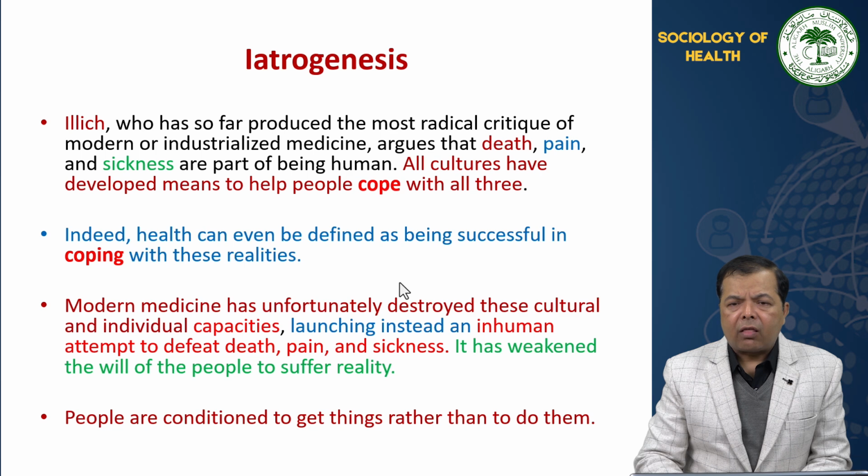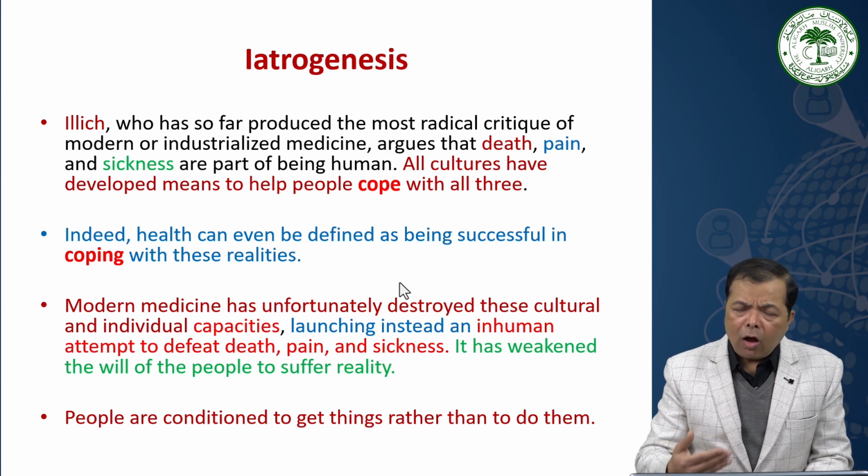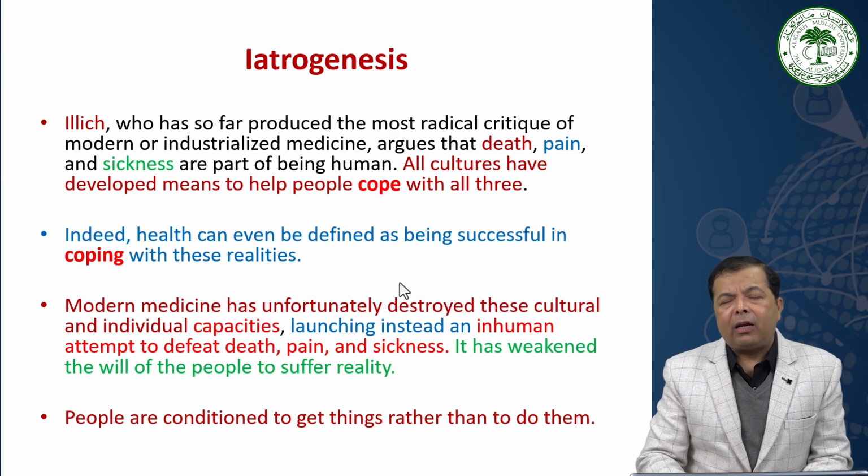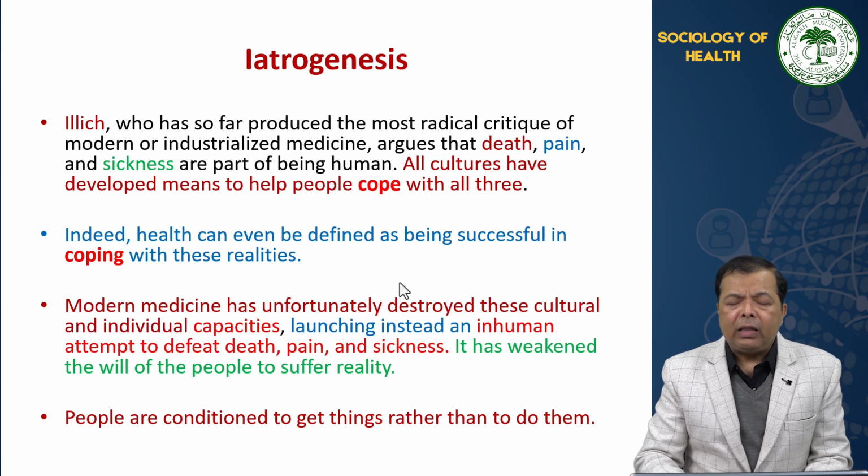That means there are two important things. One, that death, pain, and sickness are realities. These are almost omnipresent. Death is omnipresent, and just like that, sickness and pain are also present in all societies. Now, along with that, cultures do teach people a mechanism through which they can cope with these situations. So this coping mechanism is very important, and if people have developed it, then they can address the problems caused by pain and sickness. This is related to their natural capacity.